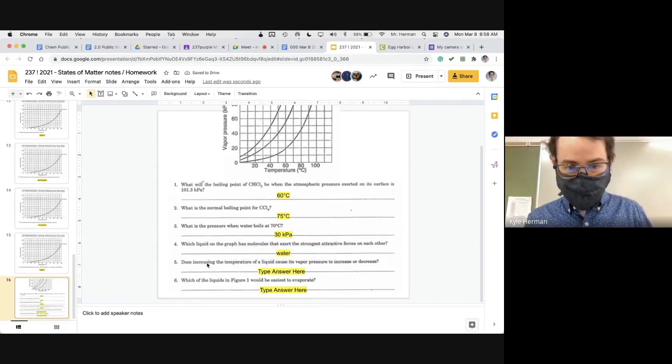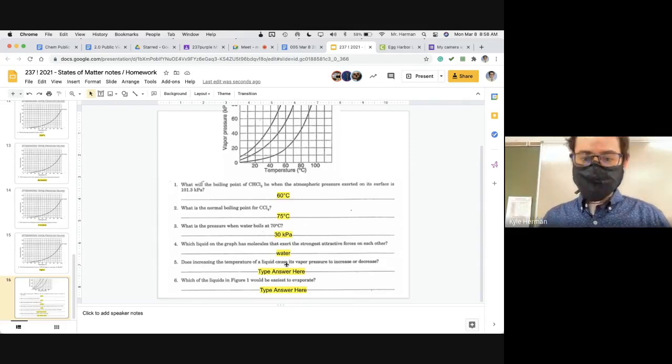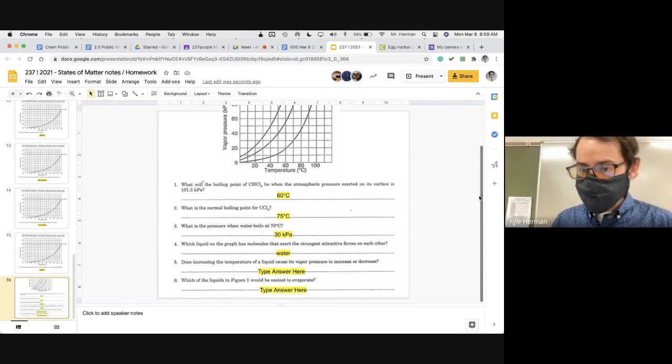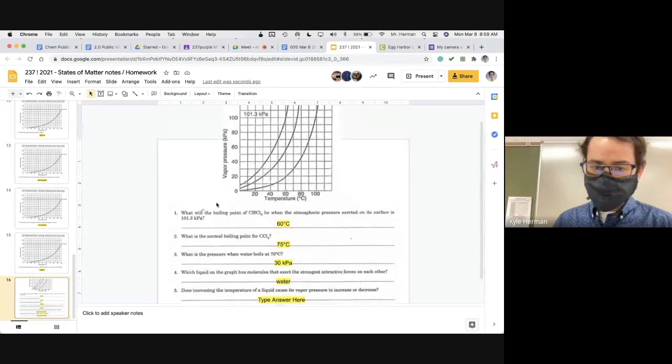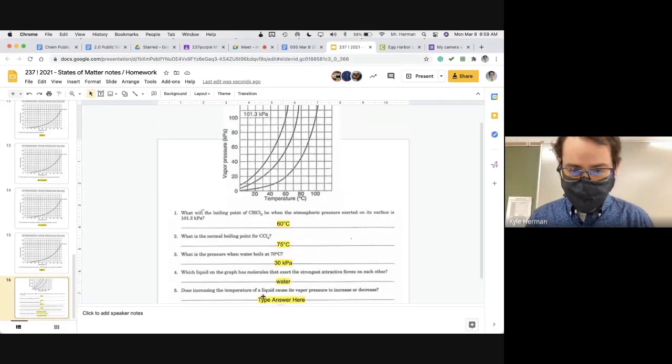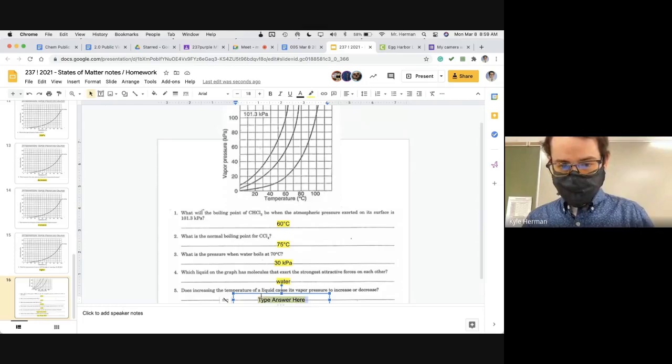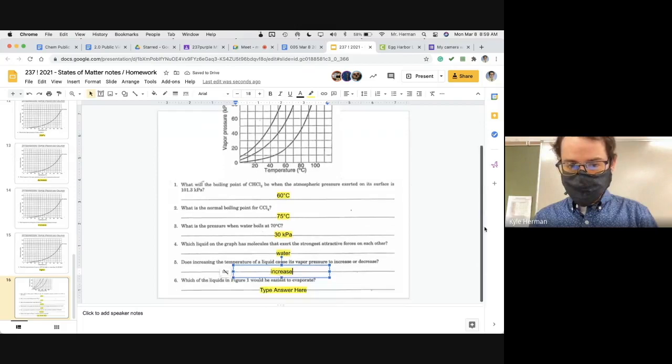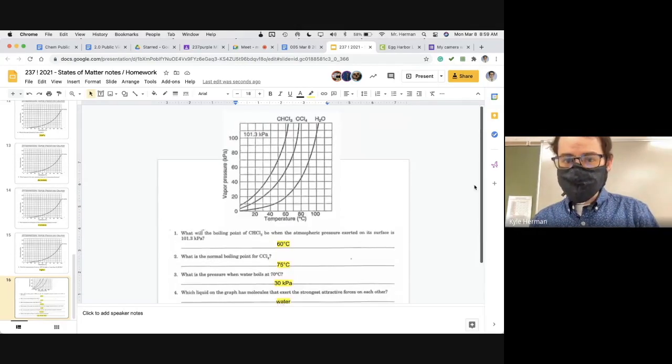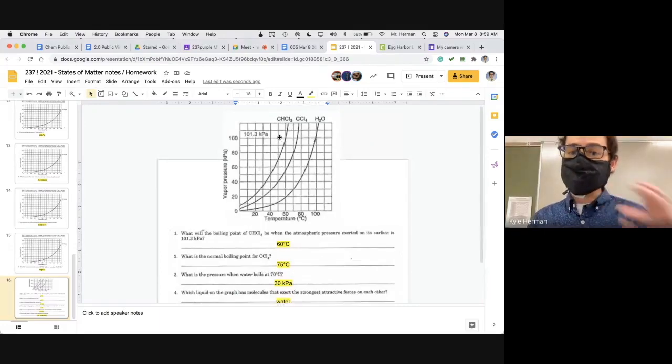Does increasing the temperature of a liquid cause its vapor pressure to increase or decrease? As we saw before, it's a direct relationship. If one goes up, the other one goes up. Our last question on here: which of the liquids in figure 1 would be the easiest to evaporate? So which one has the weakest intermolecular forces? Which one has the lowest boiling point? All these kinds of questions will lead us to this CHCl3.